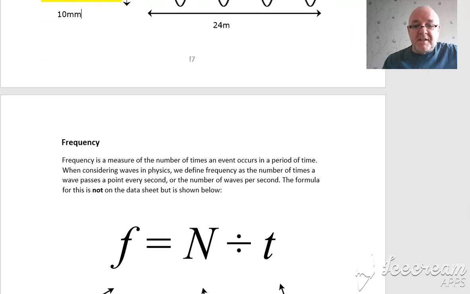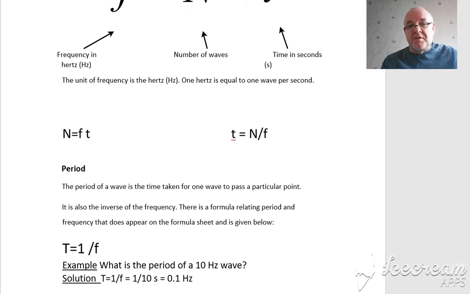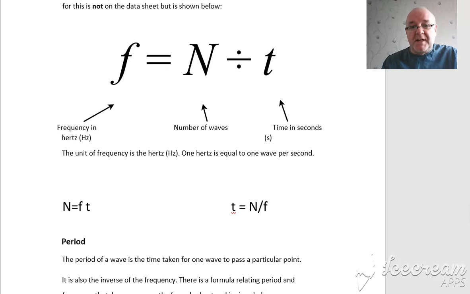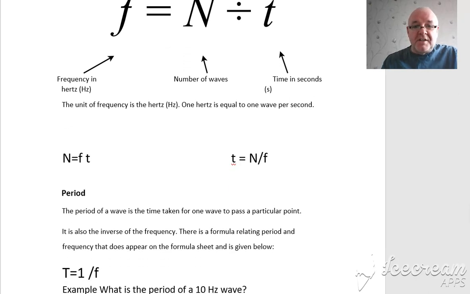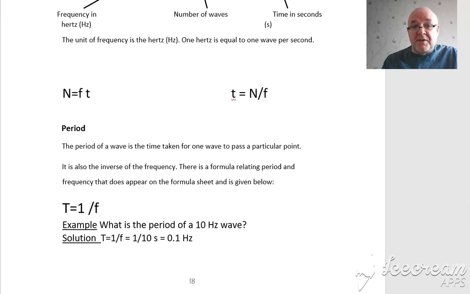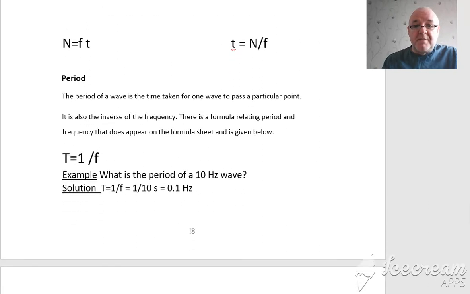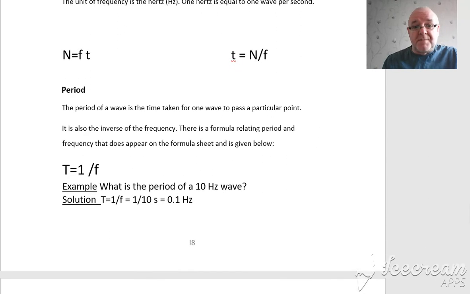The frequency is how many waves there are per second. So it's just the number of waves divided by the time, n over t. You can change that around to get that the number of waves is frequency times time, or time is number of waves over frequency. And from that, you can get what the period is. The period is the time taken for one wave. So to get that, you just take 1 over the frequency.